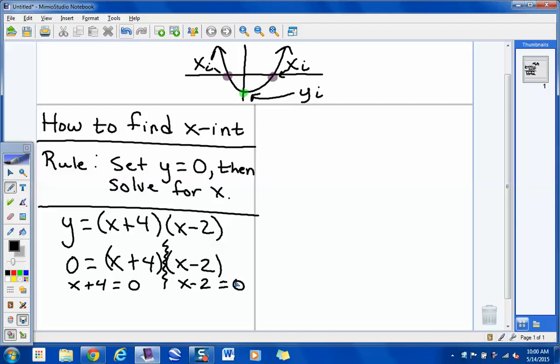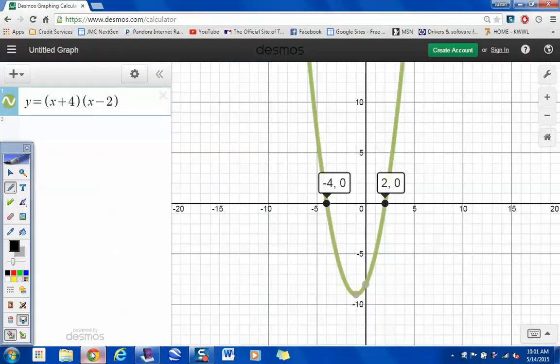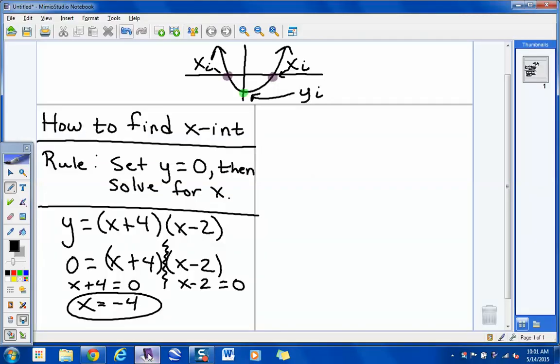Help me out, kiddos. On the left side, where x plus 4 is equal to 0, what steps would you take to get your x value all alone? Subtract. Subtract how much, Haley? 4. Subtract that 4. What have you got as a value? Negative 4. That's solved, right? Check this out. What was one of the x-intercepts again? Negative 4, comma, 0. Isn't that what we just found right here?